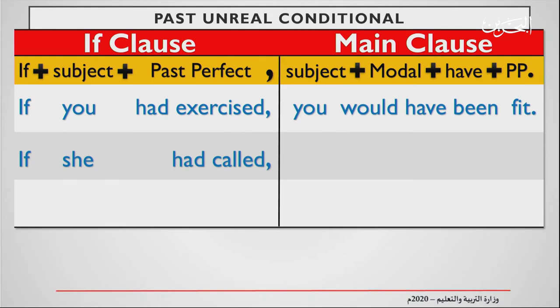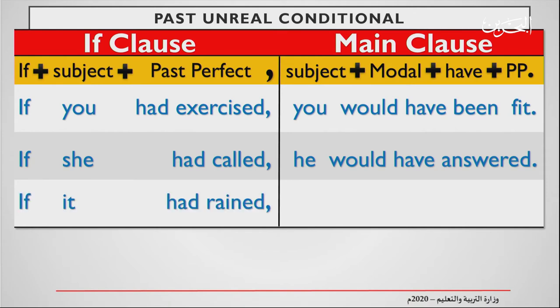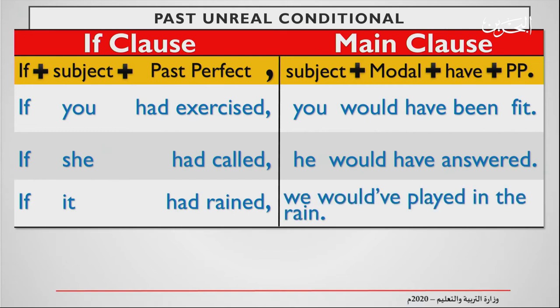Second example, if she had called, past perfect, comma, he would have answered, full stop. A third one, if it had rained, past perfect, comma, we would have played in the rain, full stop. We would have is would have, and played is the past participle of play. And the rain is the complement of that clause.